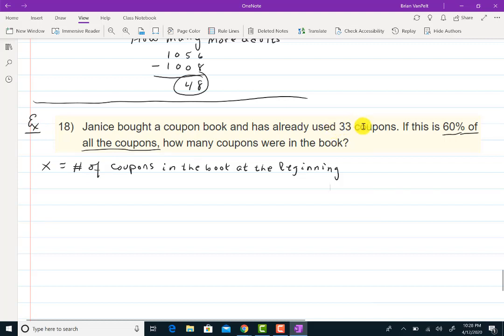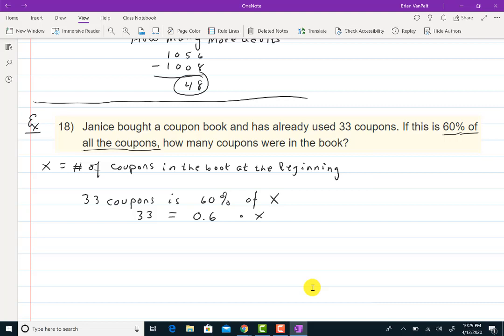But I do know that these 33 coupons represented 60%. So what we have is 33 coupons is 60% of all of the coupons. So you can see I've got an equation quite literally like the previous ones that we've done. 60% you could write as 0.6. Divide by 0.6. And then off to the side we do 0.6 into 33. Actually we don't. We move that decimal over 1.